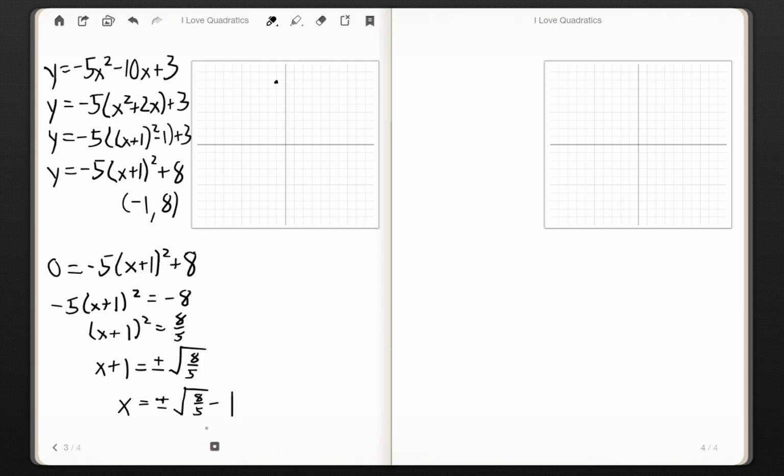Okay, so now that we have our two roots, we want to plot them on the graph. So we're going to have to estimate about where they are, since they're not rational numbers. So square root of 8 over 5. 8 over 5 is 1.6. Square root of that's going to be around just over 1, 1.2, 1.3. So we can actually keep it pretty simple. It's close enough to 1. Let's just round it off.